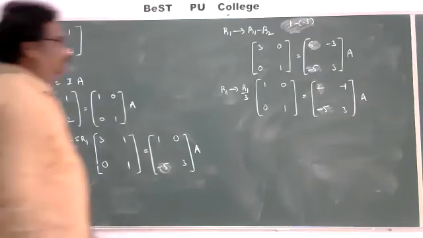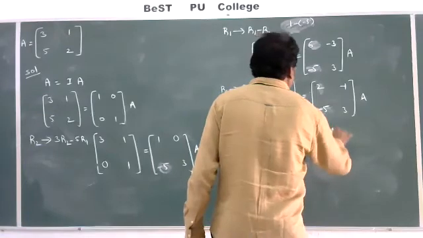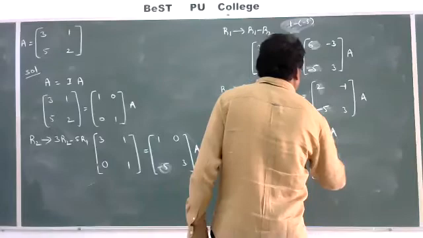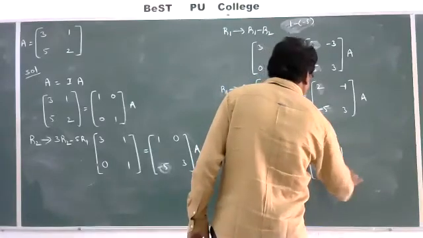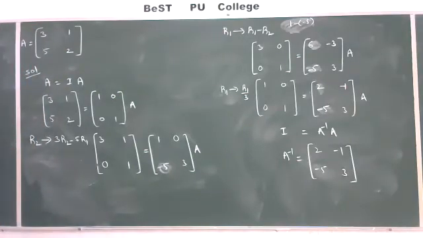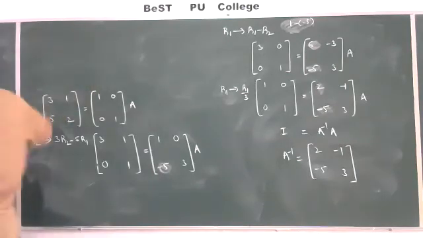Then you get the answer. That is I is equal to A inverse into A. Then A inverse is equal to matrix 2 minus 1 minus 5 3. That is the answer. A inverse is equal to matrix 2 minus 1 minus 5 3. That's the 7th problem.